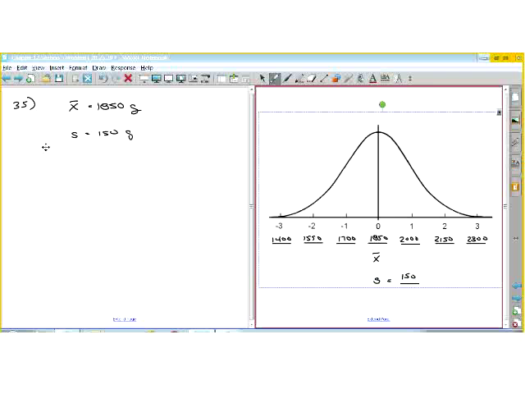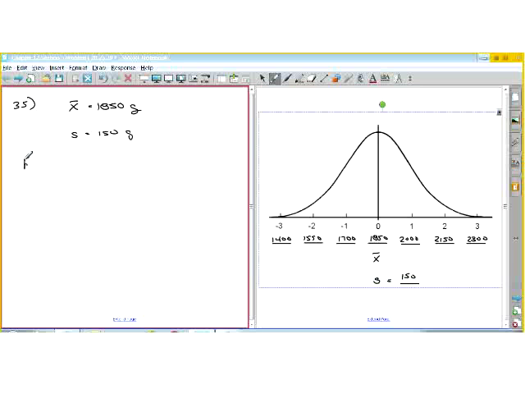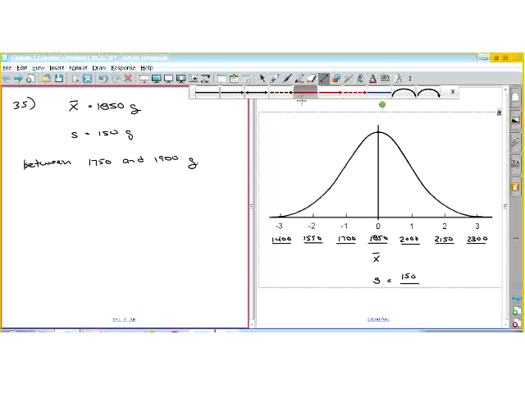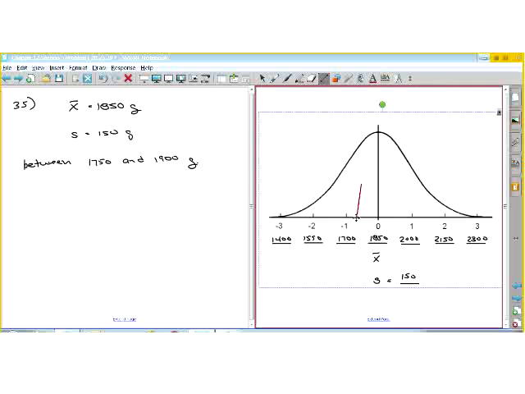So now the question is, for 35, it wants the percent. So it's just asking for percentage, so we don't have to multiply by anything. We just have to come up with a number, between 1750 and 1900 grams. So let's draw those as vertical lines on our graph. Here's 1700, here's 1850, so 1750 is about a third of the way between those two. So that's one side, and then you have 1900, which is about right there.